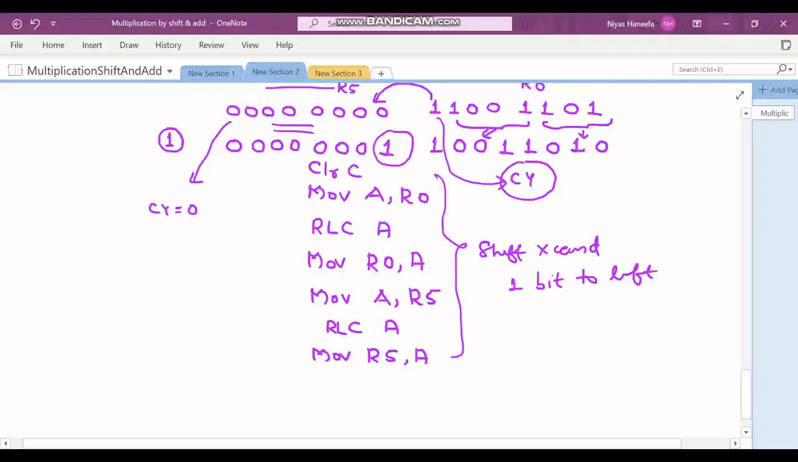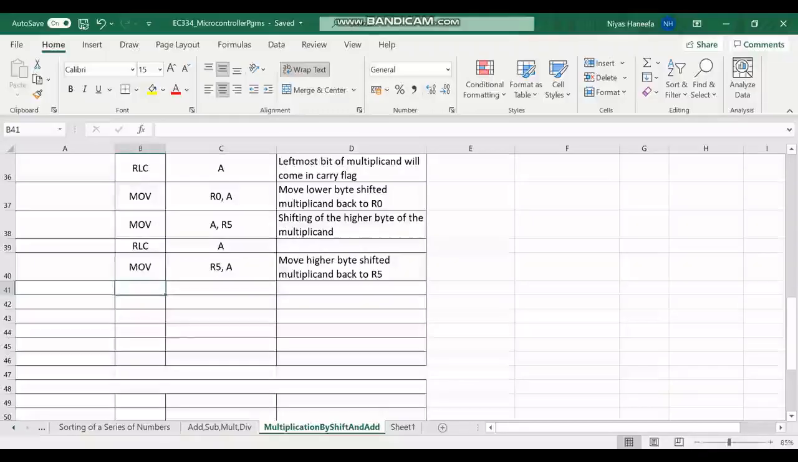So that is what we have achieved. That is what that set of instructions does. Once this shifting operation is over, when we have shifted back the multiplicand, what we have to do? We have to decrement the count.